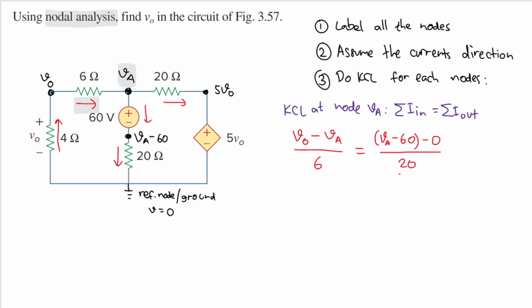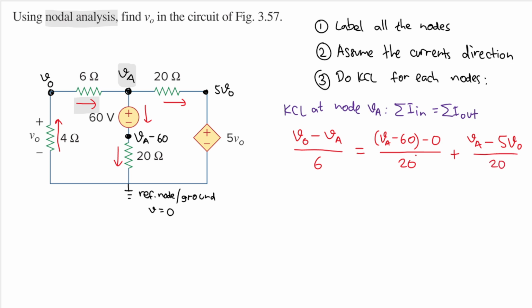And now we'll have this current here, and we can play a similar game here. The current comes from VA, and then the current goes to 5V0. So we'll have VA minus 5V0, and then divided by the resistance between them. So I will have 20.